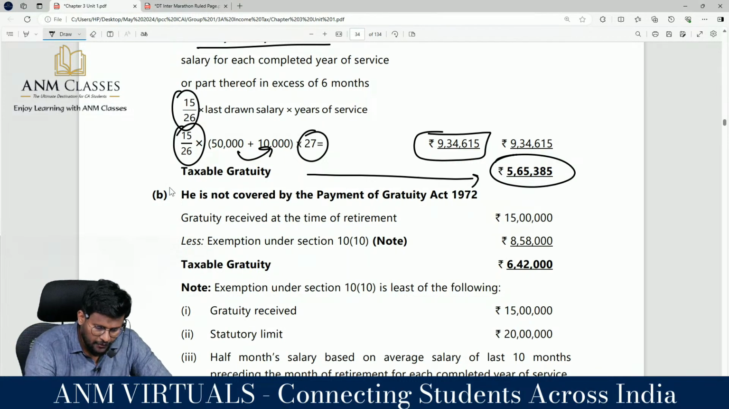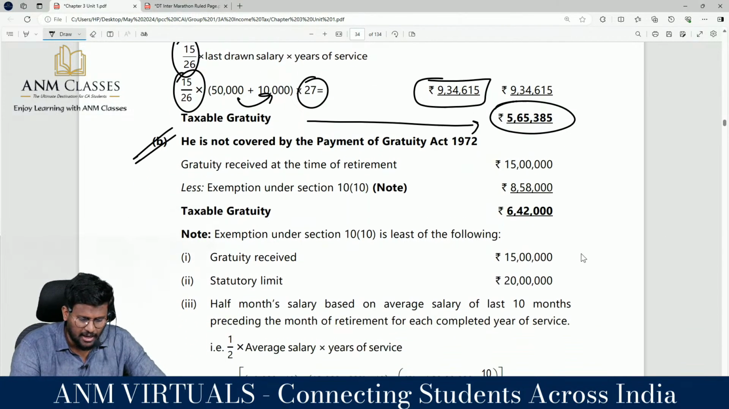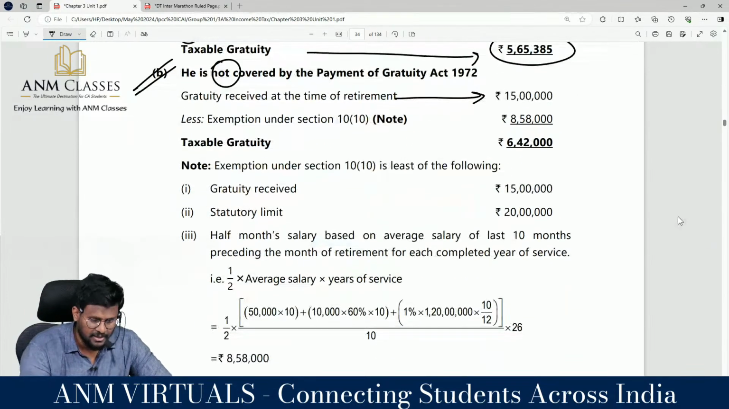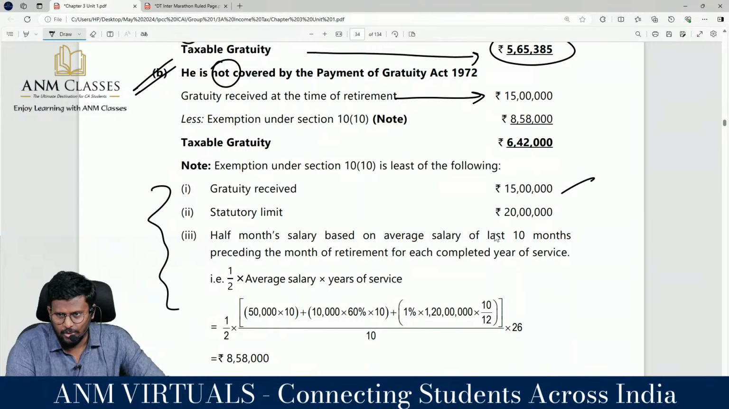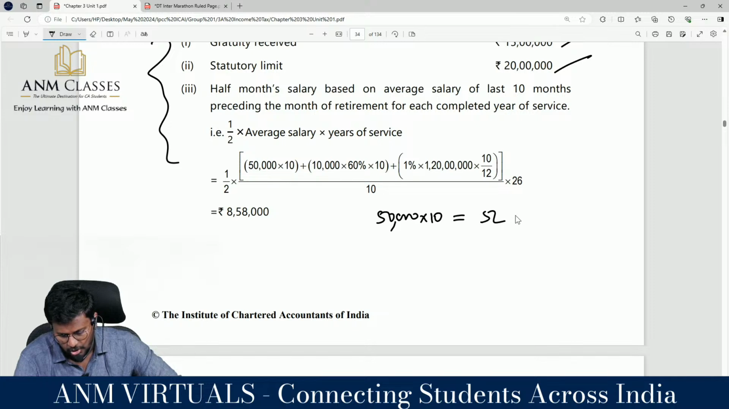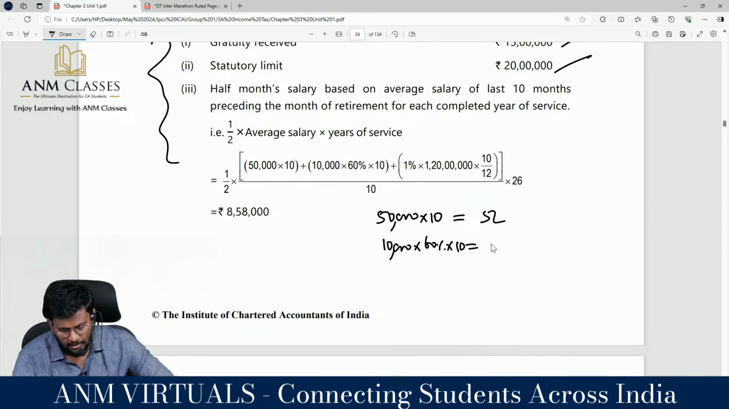Sure? Yes sir. If he is not covered, the formula will change, right? Yes sir. Sir, how many lakhs is the actual gratuity received? 3 lakh. Yes sir, actual gratuity received 3 lakh. Statutory limit 20 lakh. Sir, 1/2 into average of last 10 months salary immediately preceding the month of retirement into completed years of service. Yes sir. Then what is the basic salary? 50,000 into 10 months, and next, 10,000 into 60% into 10 months, comes to 60,000, right? Yes sir.